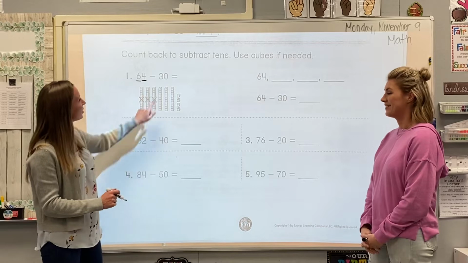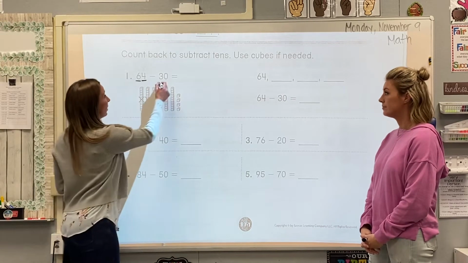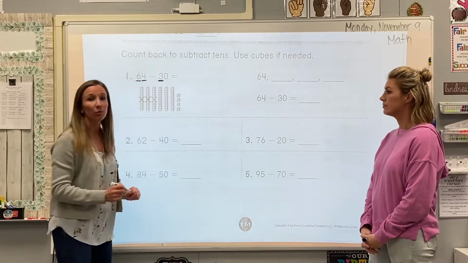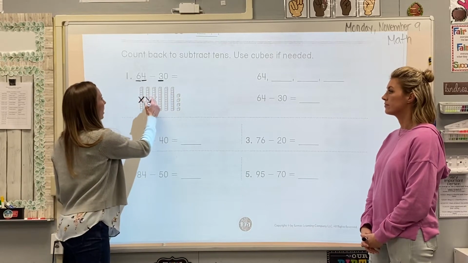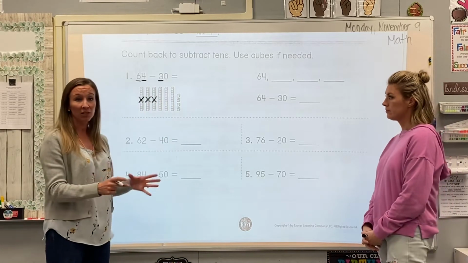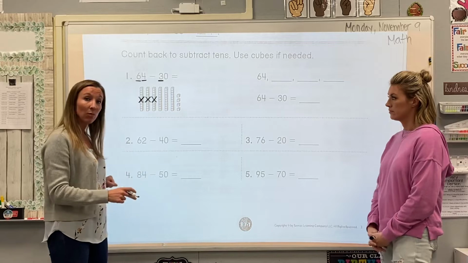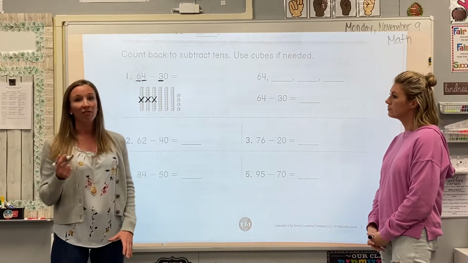All right, so the number that we're subtracting is 30, and I know that 30 is really 3 groups of 10. And so we're going to go through and we're going to cross off those 3 groups of 10. If you're doing this with manipulatives or tools at home, you can just take them away and put them aside. And we're only going to count what we have left over.